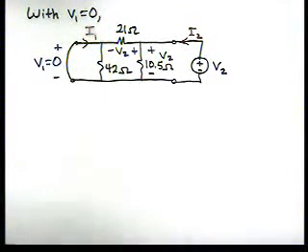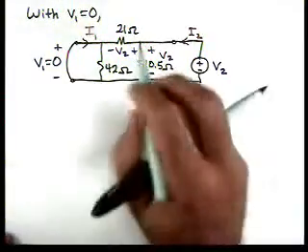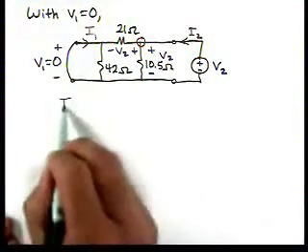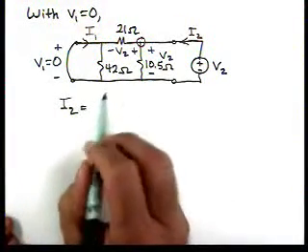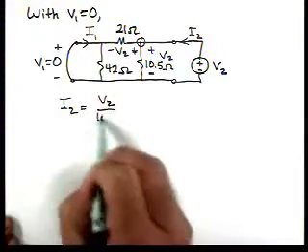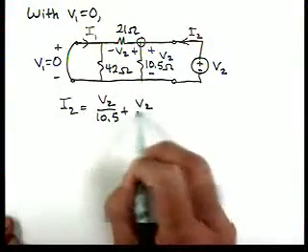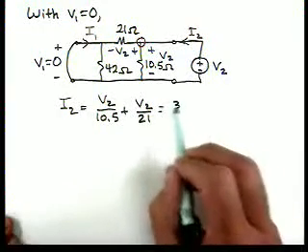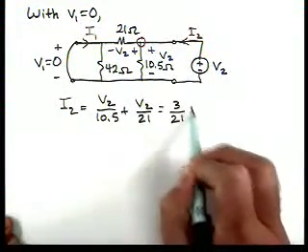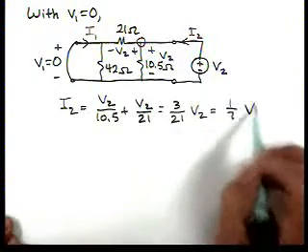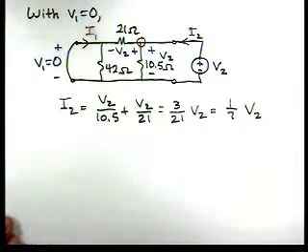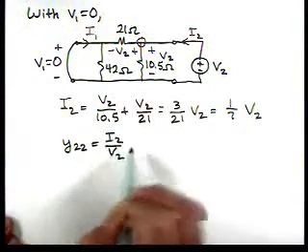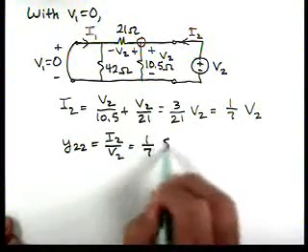So if we, again, apply Kirchhoff's current law, we'll get I2 is V2 over 10.5 plus V2 over 21. And if you go through and do the math, this is 3 over 21 times V2, or 1/7 V2. Okay, so Y22 then, in this case, is I2 over V2, which is 1/7 Siemens.